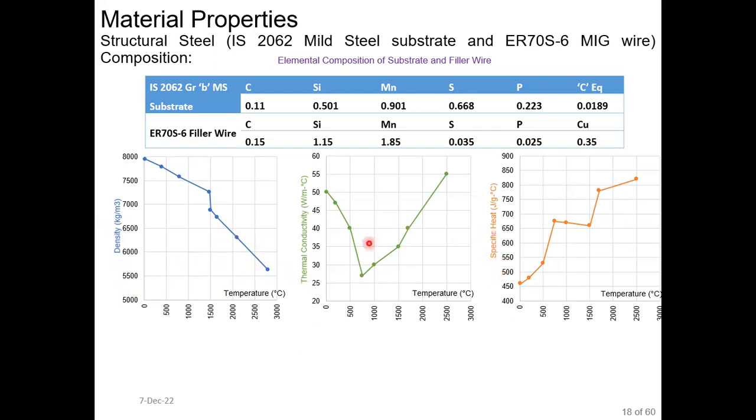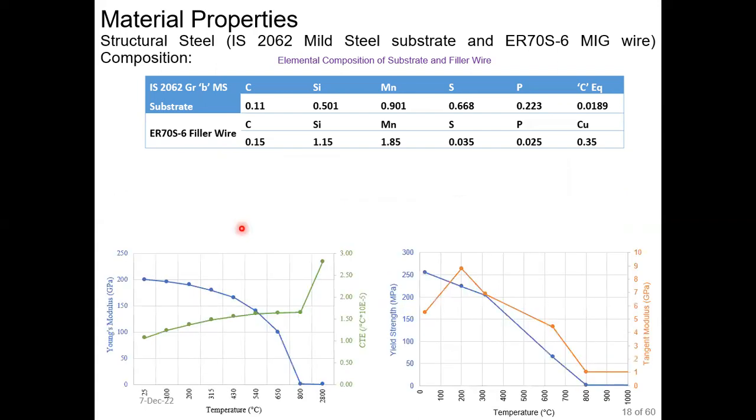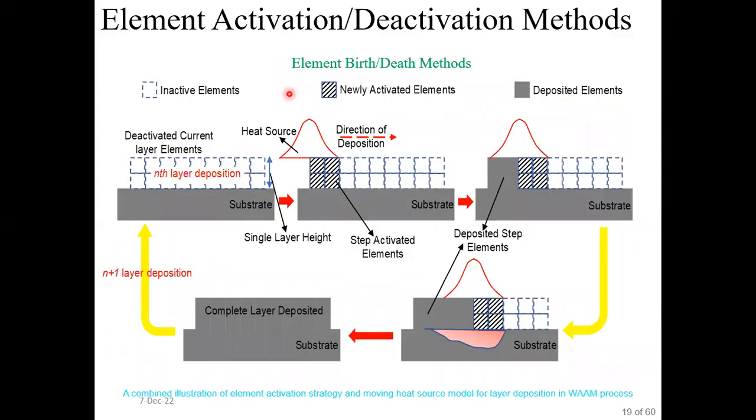In these three diagrams, the values are given. Apart from that, for the mechanical model, we need Young's modulus, coefficient of thermal expansion, yield strength, and tangent modulus. For my experimentation, I have utilized IS 2062 mild steel, which is equivalent to ASTM A36 mild steel, and ER70S-6 bead wire. This table represents the elemental composition.